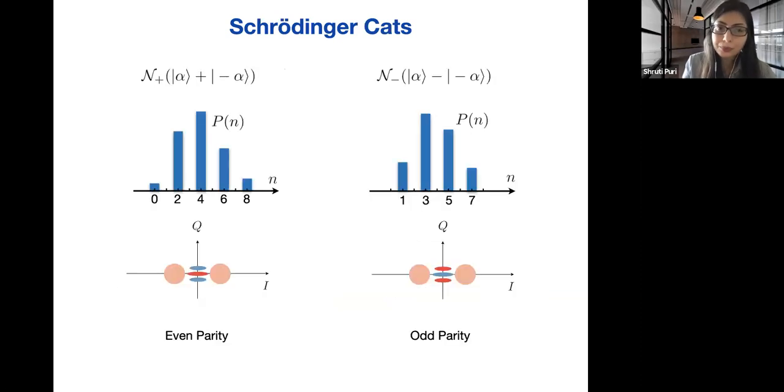You can also look at the photon number distribution for these cat states. The even superposition state has only even photon number states occupied, and it's called the even parity state. And the odd superposition state has only odd photon number states occupied, and it's called the odd parity state. From now on, I'll use these cartoon images to show the Wigner functions. Okay, so now, obviously the even parity state is exactly orthogonal to the odd parity state, and I can encode a qubit in these cat states.